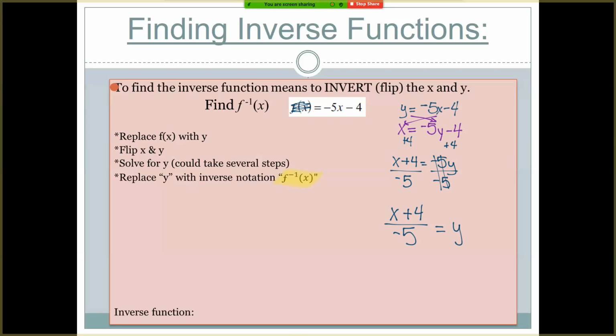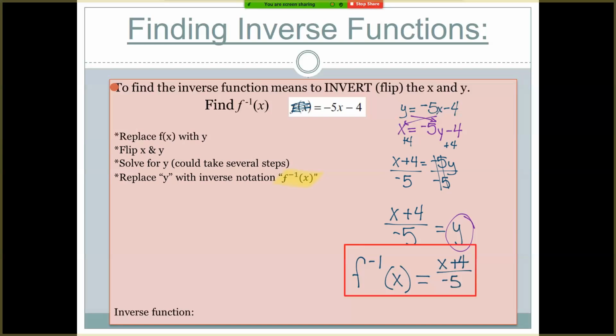The last thing we need to do here is, since we've got y by itself, we took care of that third step, solving for y. The last thing we want to do is replace y with f inverse of x. So f inverse of x equals x plus 4 divided by -5. Normally we don't leave the -5 in the bottom, but we're going to this time.